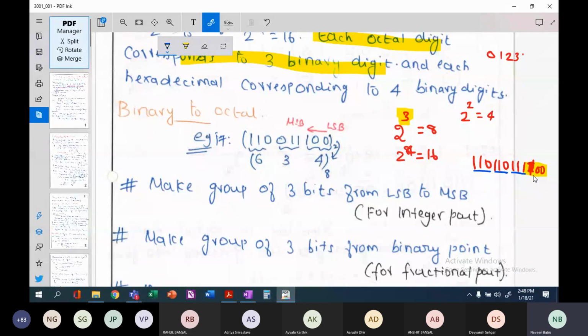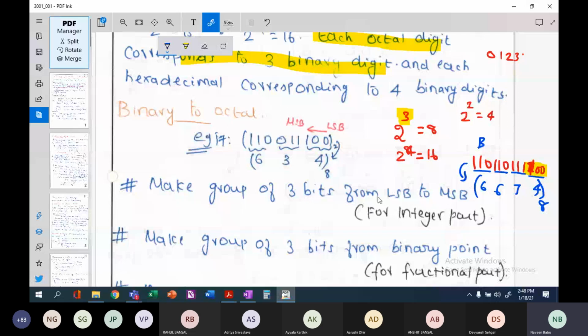So what does 100 correspond to? 100 corresponds to 4. 111 corresponds to 7. 110 corresponds to 6, and 6. So this is the equivalent octal number. So conversion from B to O, binary to octal, is fairly simple. So the rule is to make groups of 3 bits from LSB to MSB.